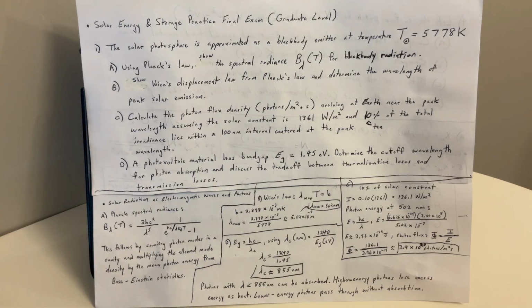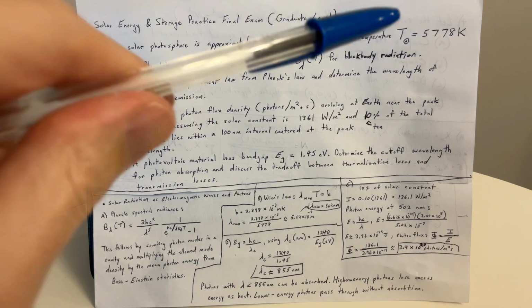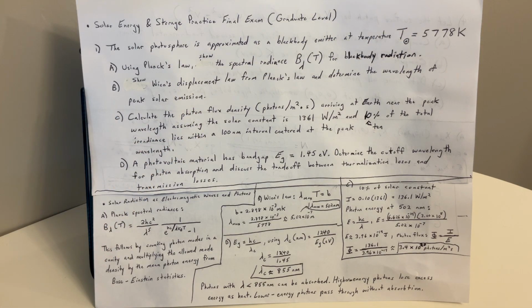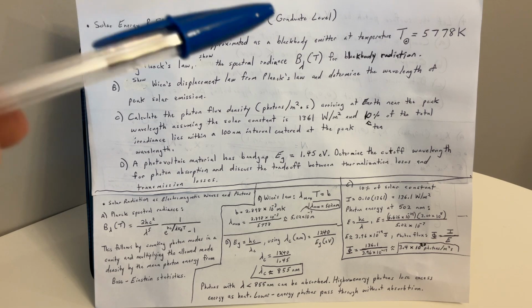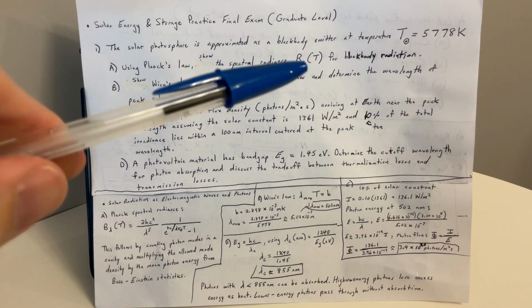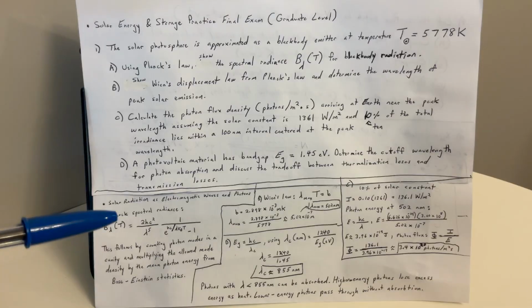Okay, so we have a solar energy and storage practice final exam at the graduate level. So let's begin. Number one, the solar photosphere is approximated as a black body emitter of temperature given at 5,778 K. Part A, using Planck's law, show the spectral radiance B sub lambda of T for the black body radiation. So here we go.